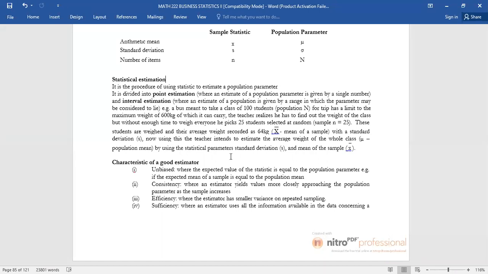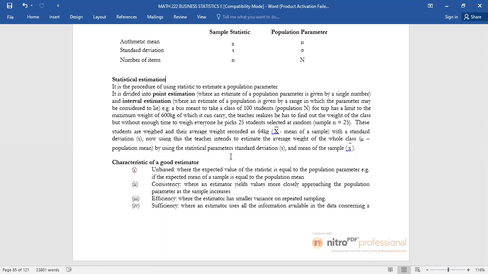For example, a bus is meant to take a class of 100 students. So our population is 100. That is our N for a trip. And it has a limit to carry a maximum weight of 600 kgs. Don't know how heavy these students are. Yeah, it's like they are 6 kgs. Ignore that. So we are talking of the maximum weight of 600 kgs. That is what the bus can handle. And the teacher realizes that he has to find out the weight of the class, but without enough time, he had to do sampling.